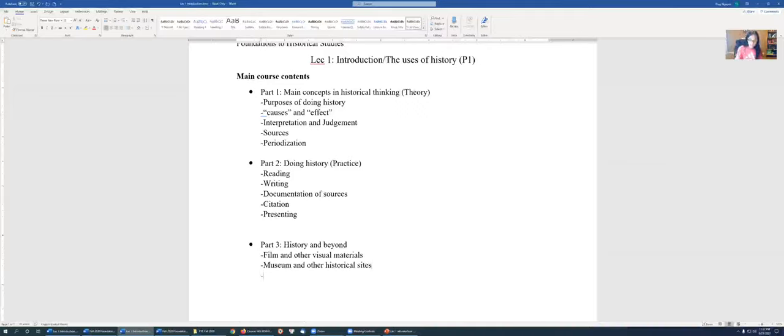And so, history and other disciplines. The relationship between history and other similar fields, like history and anthropology, history and sociology, the connections. Because history does not stand alone. It is built up not only from what historians have written, but also from other bodies of knowledge in other fields. That's why we also need to see the connections between what we're doing right now and what scholars in other disciplines are doing.